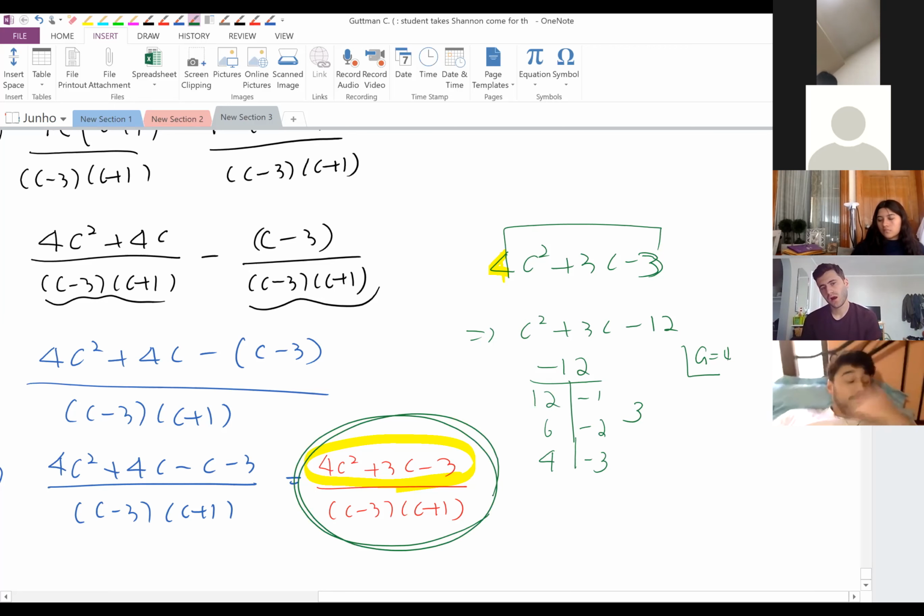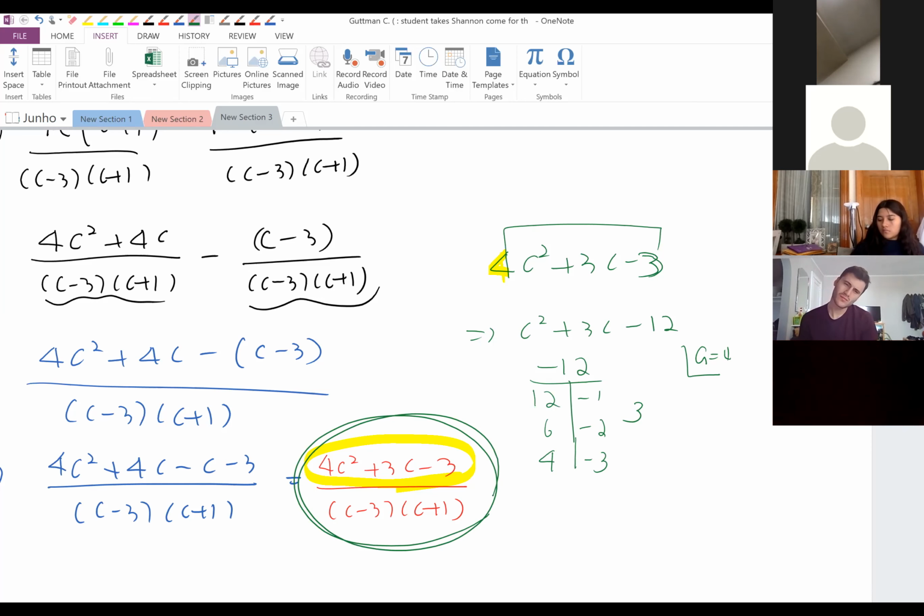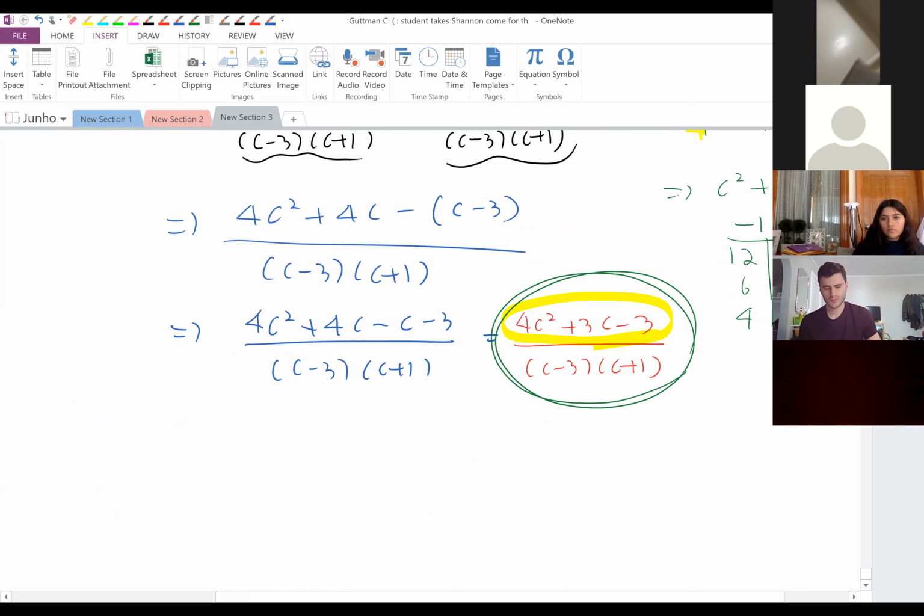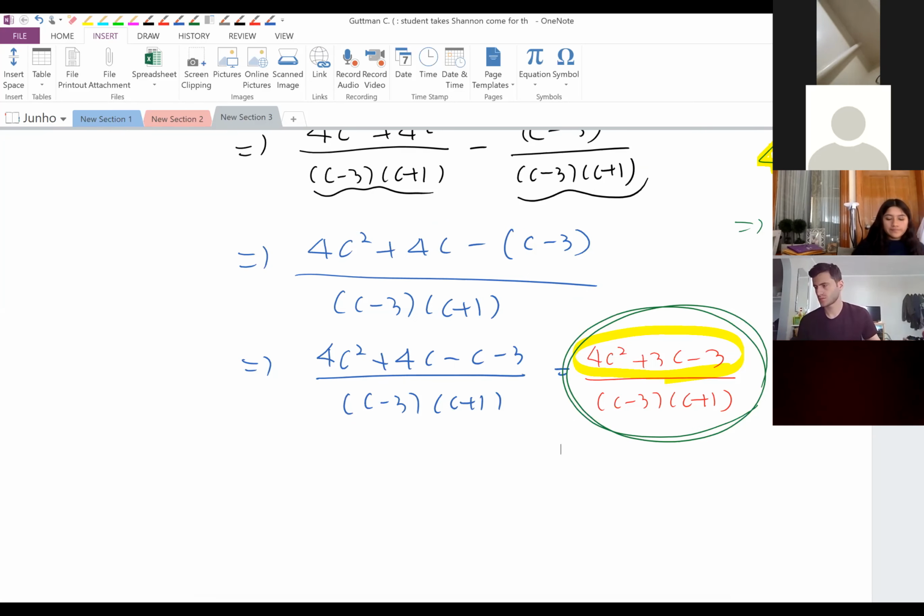Okay. But what if this is factorable? Then you need factoring out and then try to simplify. Good. Okay, then one more and then I'm gonna give you time to practice. What about A?